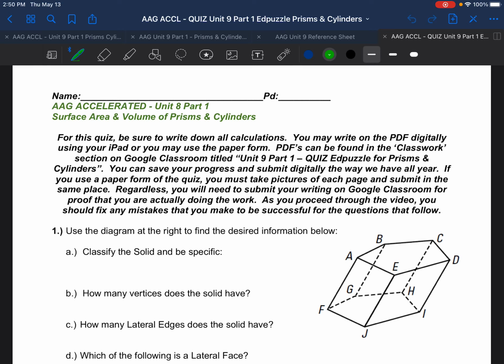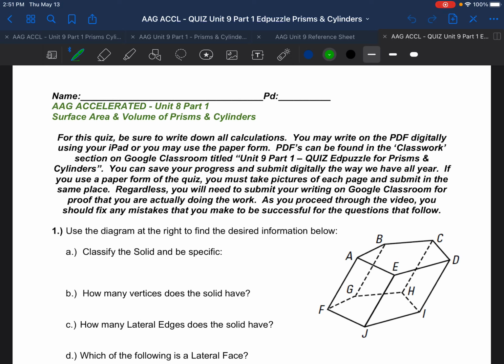So I do believe that this quiz should be done in about 40 minutes, although you will have the remainder of the period. Okay, so you need to make a decision and figure out if you're going to write on the PDF that is posted on Google Classroom in the classwork section, or if you're going to write it on the paper form and take pictures in the end. All right, so I'm going to start reading the directions, and here we go.